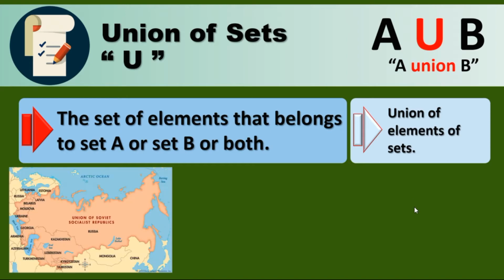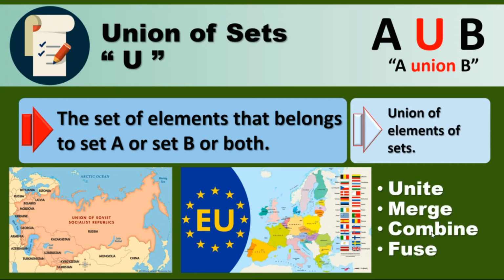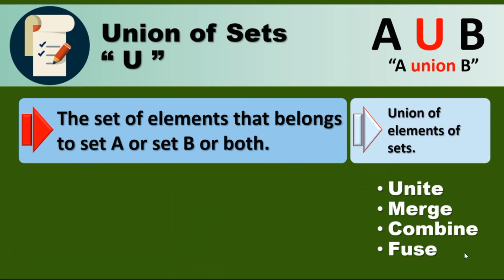Let's see here the map of the former Union of Soviet Socialist Republics, or simply USSR, which was composed of several countries. So with the European Union, which is composed of various European countries. When we say union, it's another term for unite, merge, combine, or fuse. Let's have here our examples.